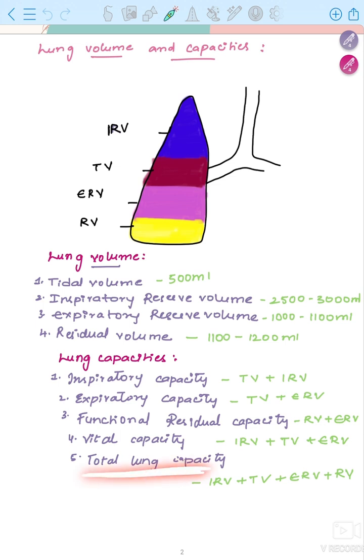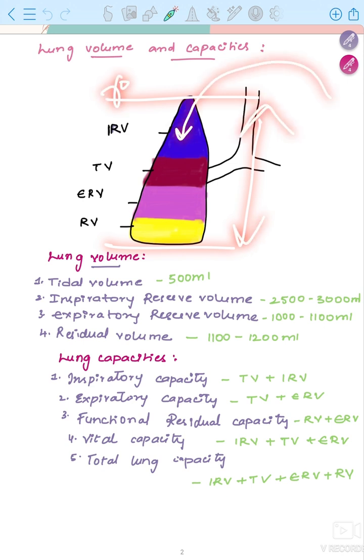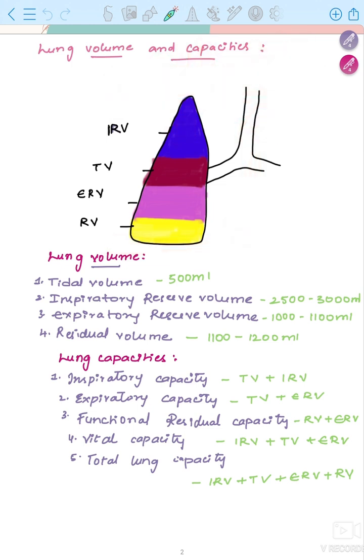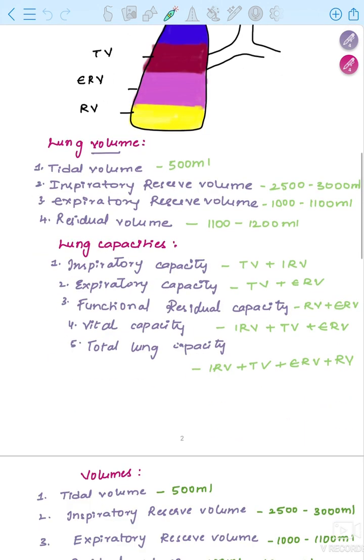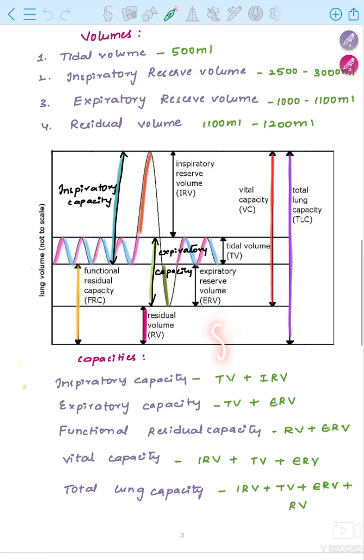What is total lung capacity? Total lung capacity is the maximum volume of air a lung can accommodate after forceful inspiration. That is residual volume, expiratory reserve volume, tidal volume and inspiratory reserve volume. I think it's clear. Next we will go forward to this spirogram, which is measured by a spirometer.